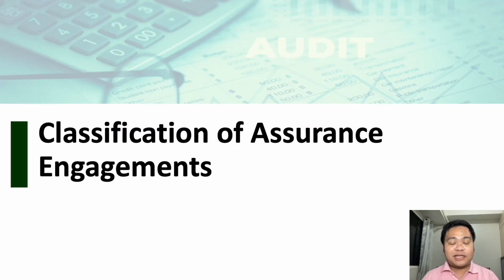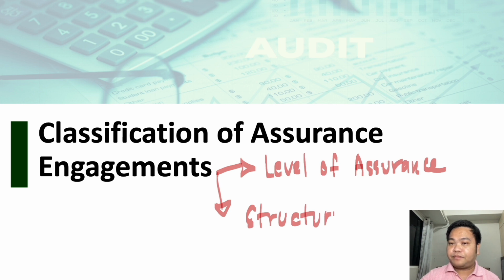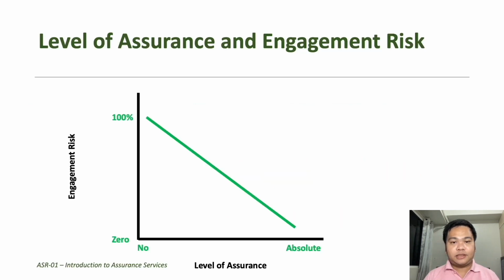So let's proceed to classification of assurance engagement. The classification of assurance engagement can be grouped under two types: according to levels of assurance and according to structure. Okay? So let's take on the first one, level of assurance. So classification of assurance engagement according to the level of assurance issued or given by the practitioner.